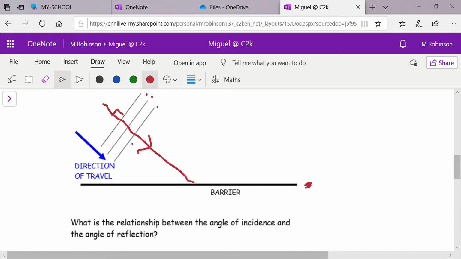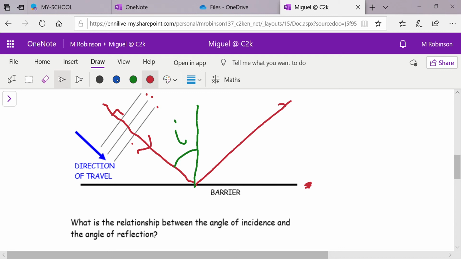What I'm going to do next is, at this point, draw a normal line on, and then I'm going to use a protractor. You can't see this, but I'm going to use a protractor to measure this angle, and that's the angle of incidence. Now say that's 30 degrees. That means the angle of reflection is 30 degrees.